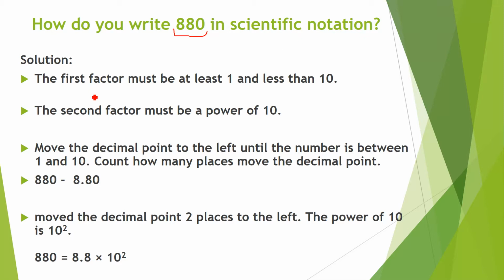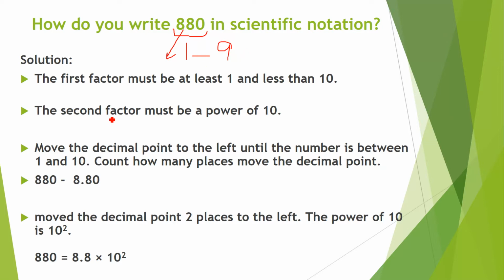So solution, first I will go step by step, then I will explain to you what is the meaning of scientific notation. The first factor must be at least 1 and less than 10. So see, it says the first factor you have to start from the left hand side. Do not start from here. From here, the first factor should be 1 or less than 10. So it means it should be between 1 to 9. This is the first step of the scientific notation.